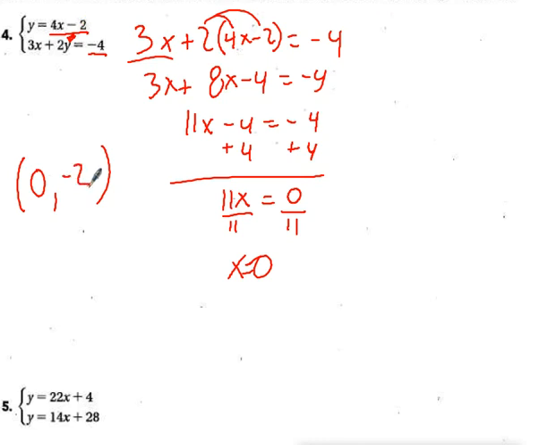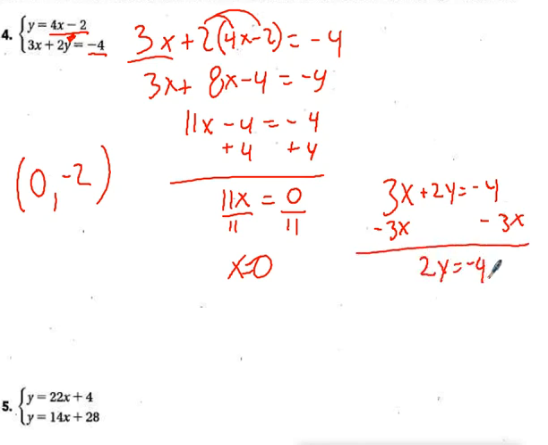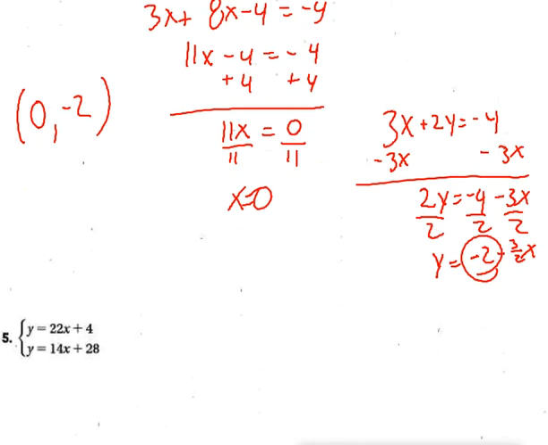Now I'm going to double check that because that seems a little creepy to me. So let's take this standard form equation and turn it into slope-intercept form. Let's figure out what that y-intercept is. So minus 3x, minus 3x, and so I get 2y is equal to negative 4 minus 3x, divide by 2, divide by 2, and I get y is equal to negative 2 minus 3 over 2x. I do have the same y-intercept, so I know I'm right. Great.